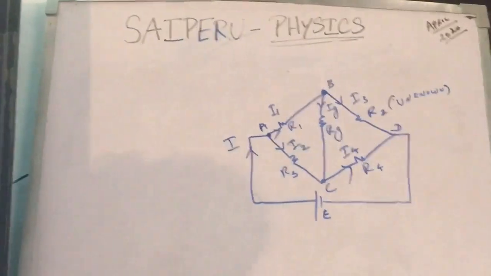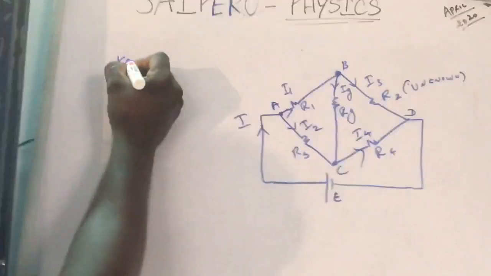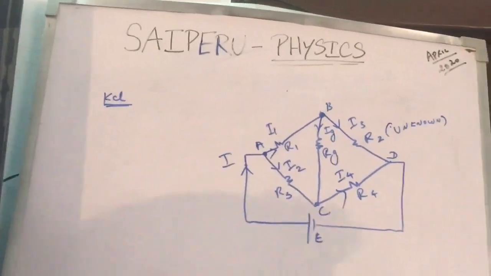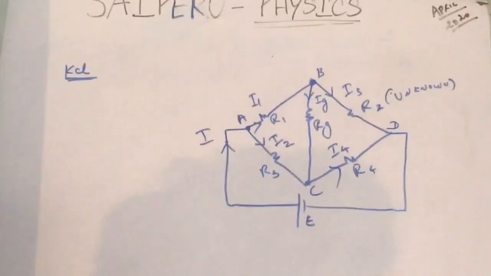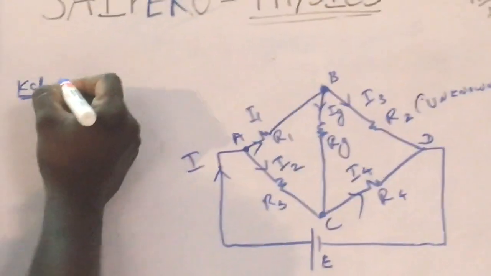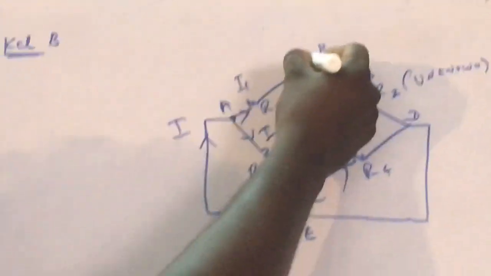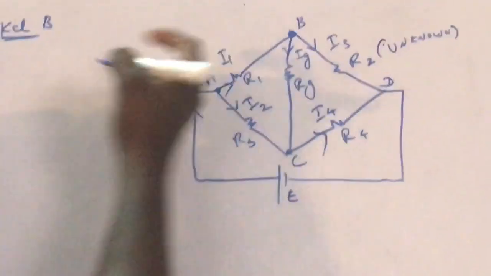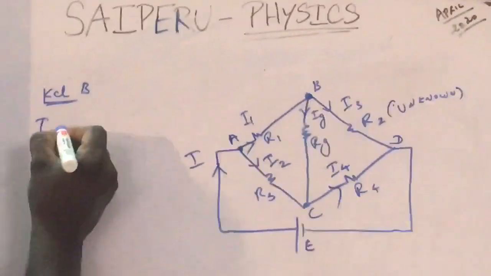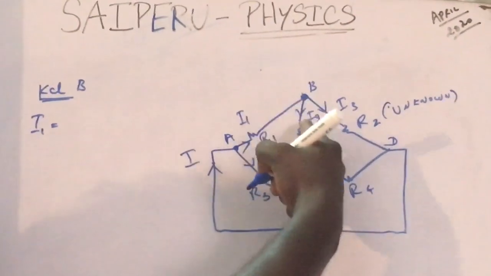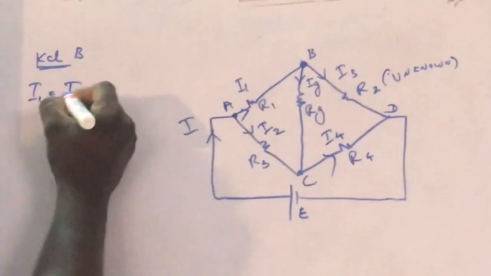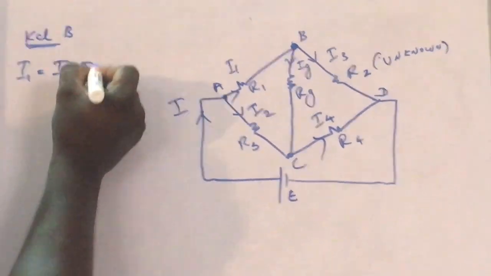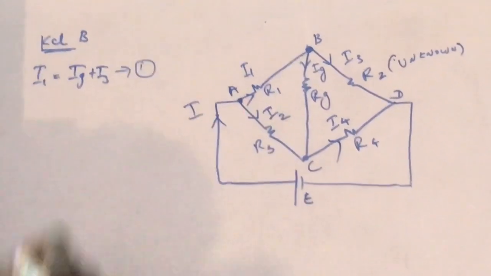Now we are going to derive. We will start by applying KCL first. What is KCL? Current entering the node will be equal to current leaving the node. We are going to take node B. What is the current entering? Current entering is I1, which is equal to the current leaving. Current leaving is Ig and I3. So I1 is equal to Ig plus I3. That is my equation number 1.